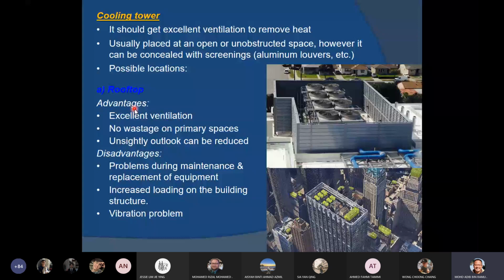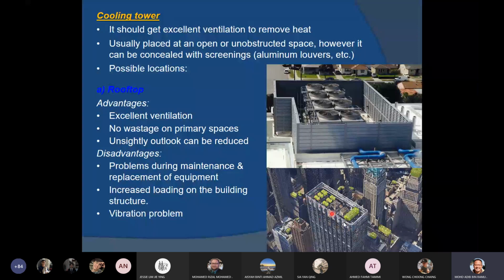First, on the rooftop, so you can see the image here. The yellow color basically highlights the position of the cooling tower. In many office towers, they actually put the cooling tower on the rooftop because of the scarcity of land. You cannot put it on the ground. So in the end, like it or not, you have to put it on the rooftop.